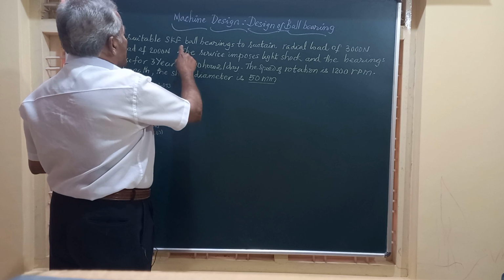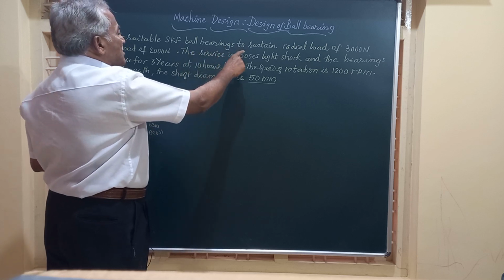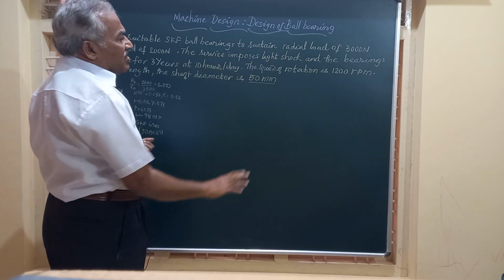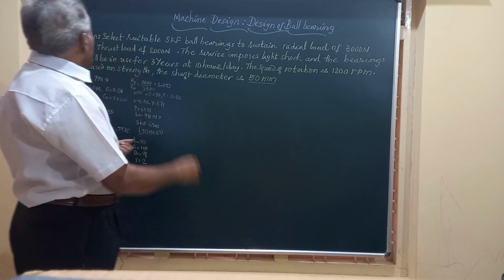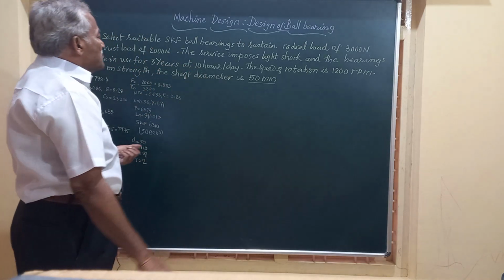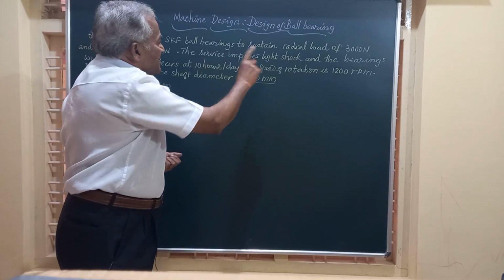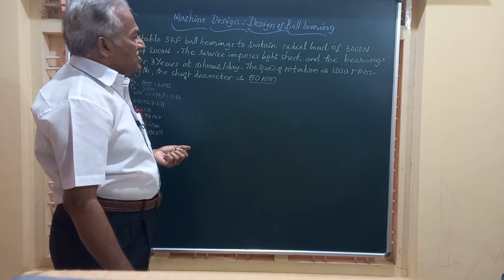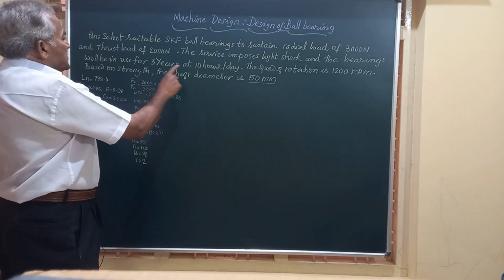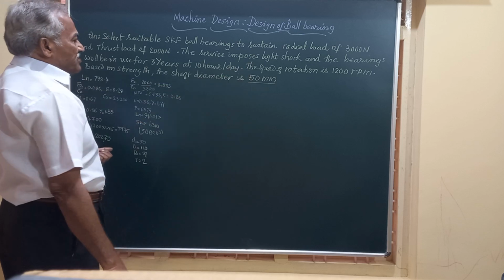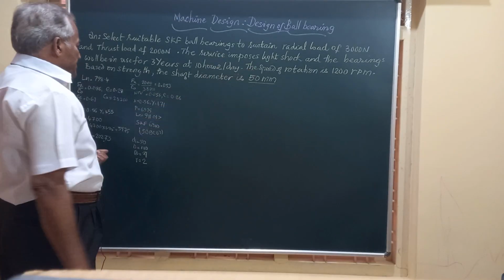Select suitable SKF ball bearings to sustain a radial load of 3000 Newton and a thrust load of 2000 Newton. The service imposes light shock and the bearings will be in use for 3 years at 10 hours per day. The speed of rotation is also given.